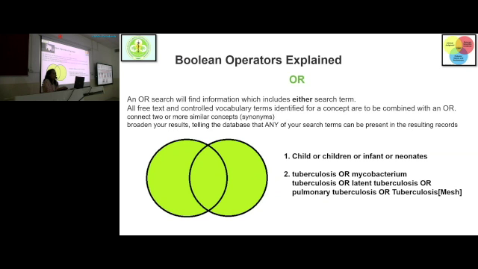So it will give the results where either child is there or children is there. Similarly, tuberculosis or Mycobacterium tuberculosis, latent tuberculosis or pulmonary tuberculosis, all these are synonyms of each other. So we are using the OR Boolean operator.